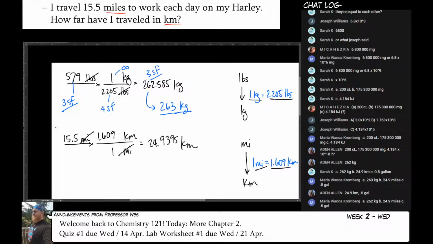Then we got to check for sig figs. This is 3. This is 4. This is infinite. Don't worry about it. 3 is the lowest. Our answer will have 3.